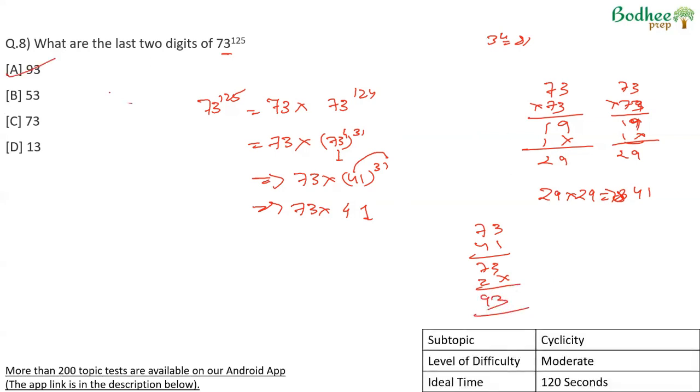I am calling it a moderate level of difficulty question because there might be calculation steps involved, but the process is very repetitive. And when you're solving this, the process should not take more than 2 to 2.5 minutes.